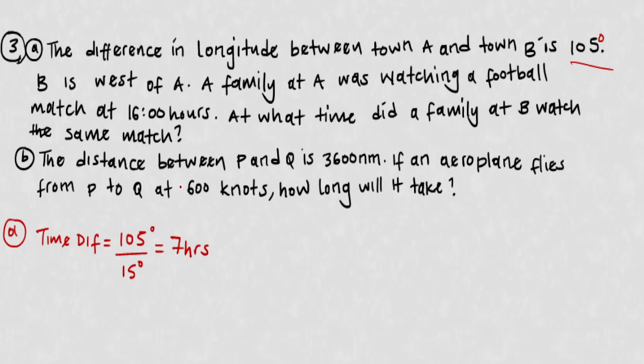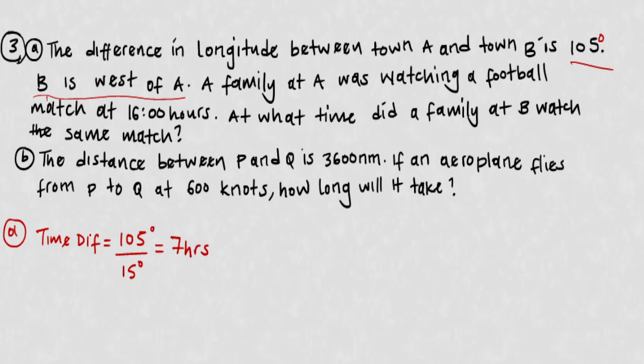Now, we have a guide here. The guide is that B is west of A. That's a guide. Now what do you understand? They're simply saying B is on the west side. If B is on the west side, it means A is east of B. If B is west of A, then A is east of B.